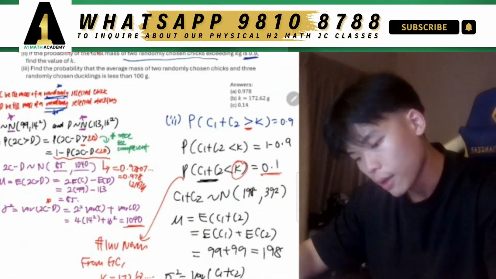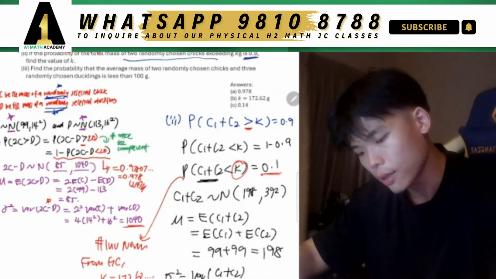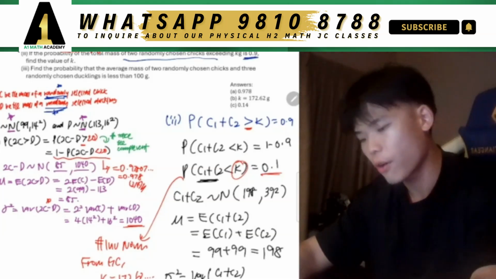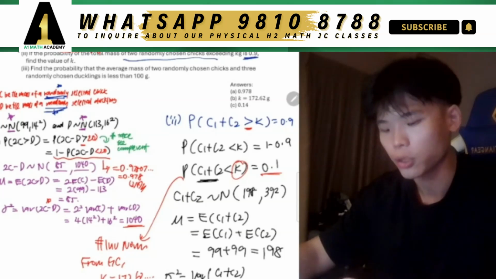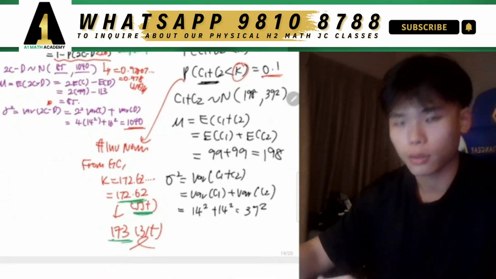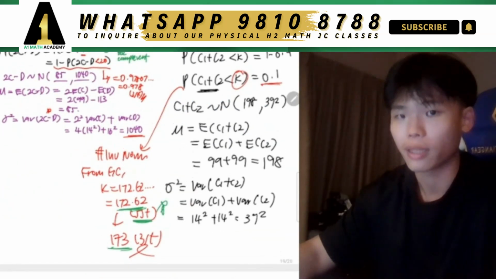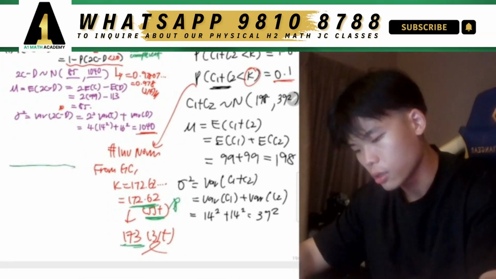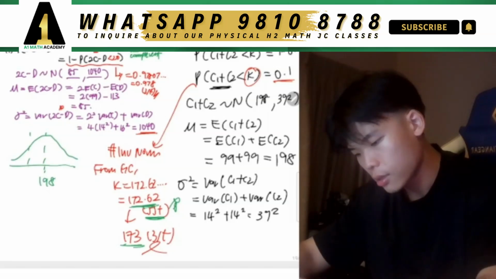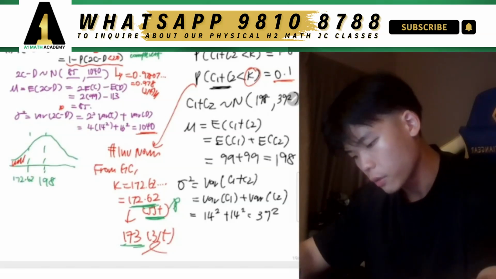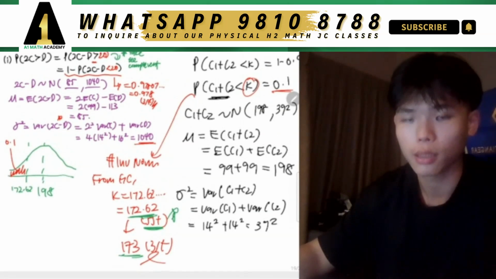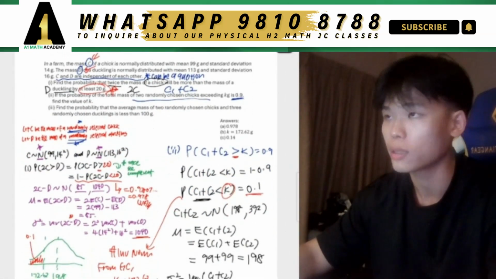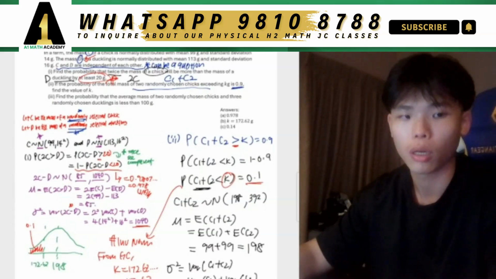And this would be 172.6225 to 5 SF. Now, if I were to put it as 173 to 3 SF, then that would be wrong, right? Because there's a very big difference between 172.62 and 173. So in this case, I think 5 SF will be more appropriate. Essentially, how this looks like is we have a normal distribution curve like that. The center here is 198, here is 172.62, and this whole area over here is 0.1. So if I put 173, then the accuracy might be a little bit off, so I think 172.62 will be more appropriate for this context.